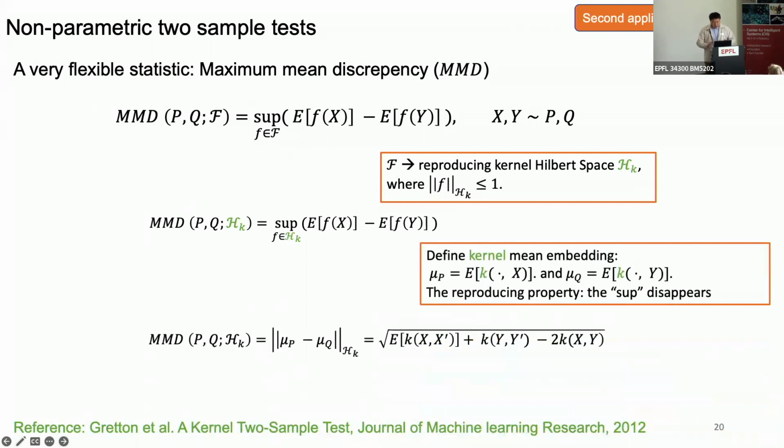Then we define the kernel mean embedding to embed the distribution into an infinite dimensional feature space. This allows us to compute and manipulate the distribution using the kernel functions and dot products. Then, due to the reproducing property of RKHS, we can take the supremum over pairs and use the kernel to manipulate the two distributions. Then if the MMD equals 0, the two distributions are the same.